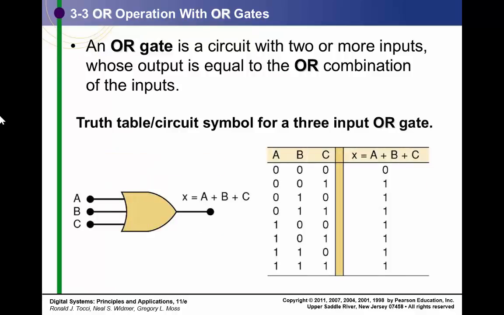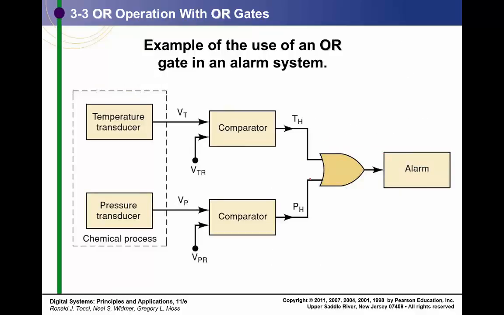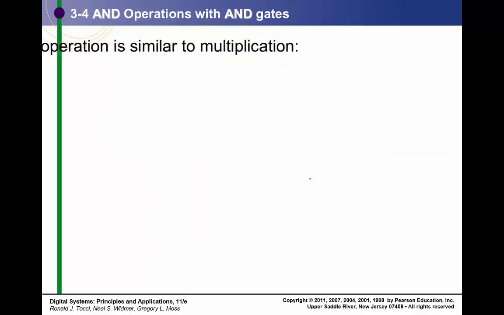This is the truth table for a 3 input OR. Notice that if any of the 3 inputs are high, the output is high, and the only condition in which they're not is right here. That's the only condition in which they are not. So again, this is an example. I'm not going to go through that.